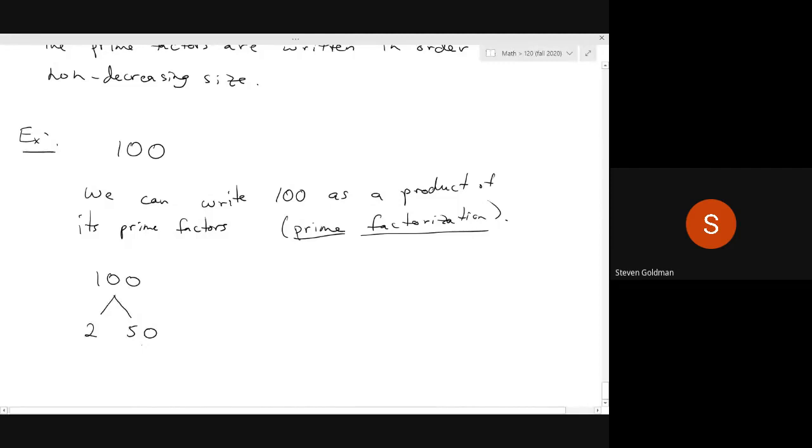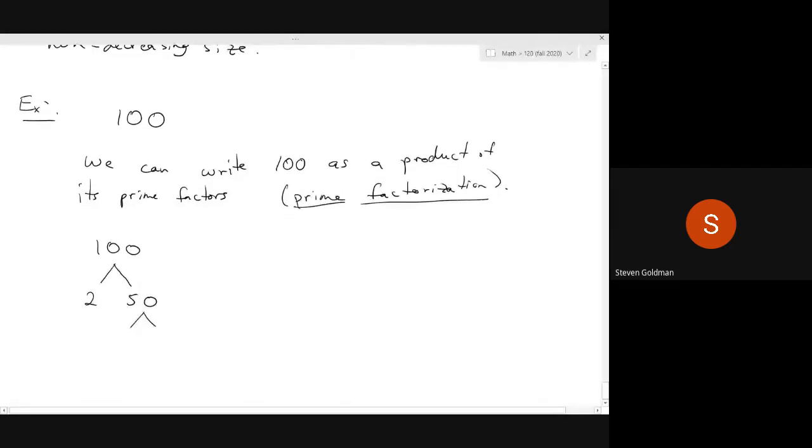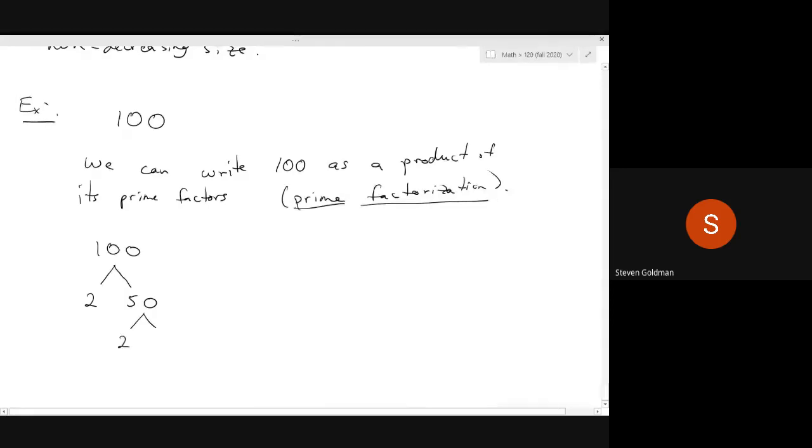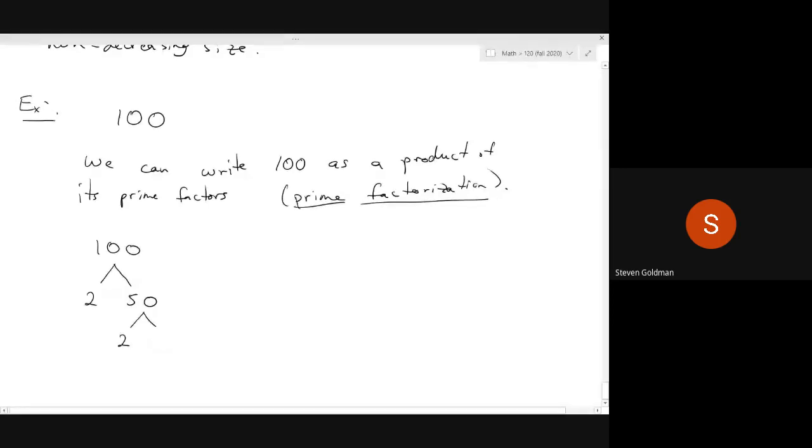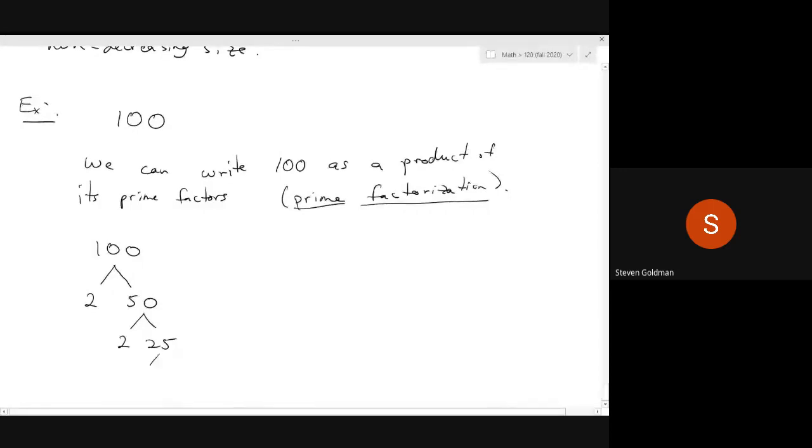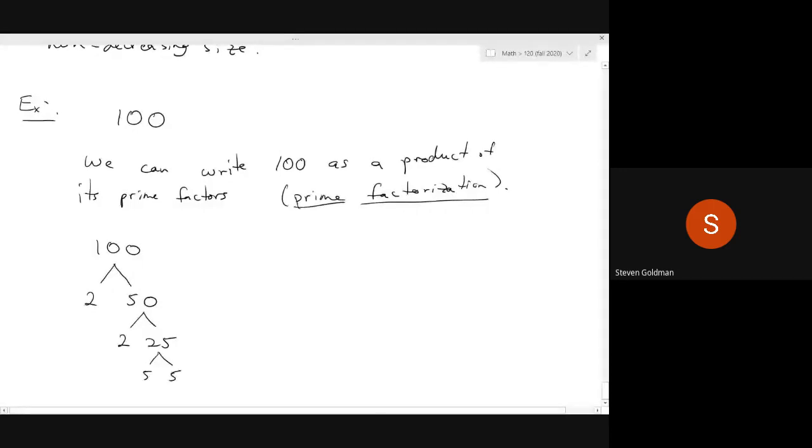50 is not prime, it's composite. I'm going to break that up into a product, so I'm going to write it as 2 times 25. 2 is prime, so I stop. 25 I can write as 5 times 5. So these prime numbers, 2, 2, 5, 5, those are all the prime factors of 100.